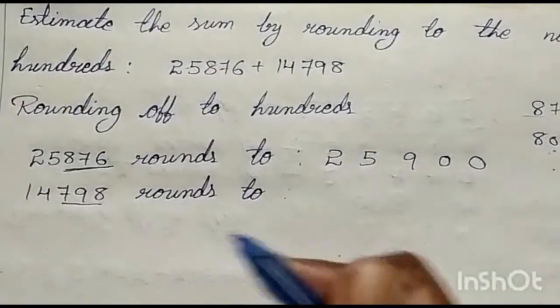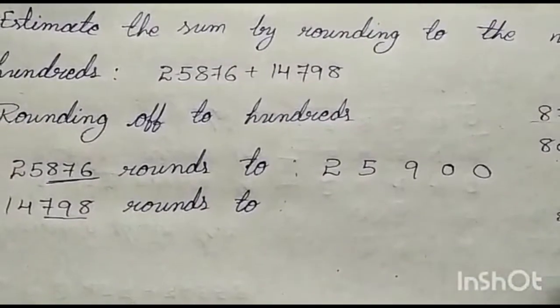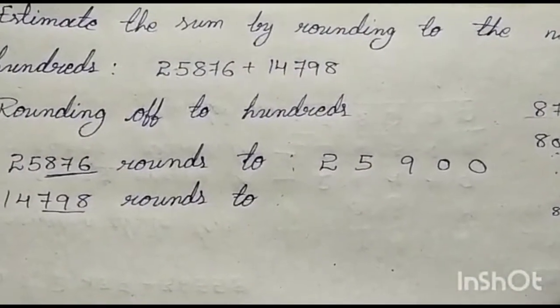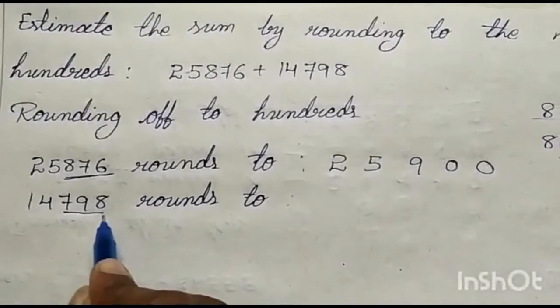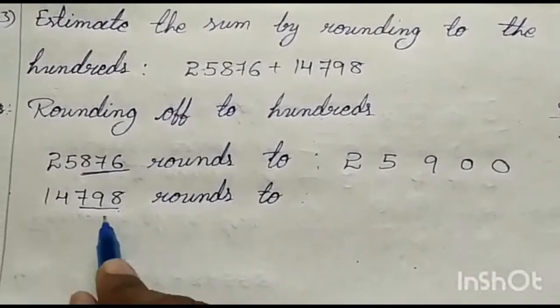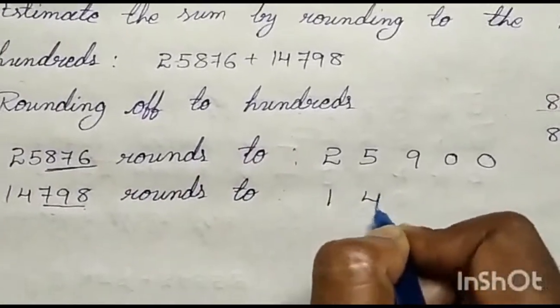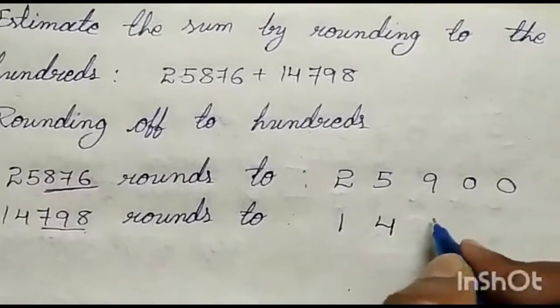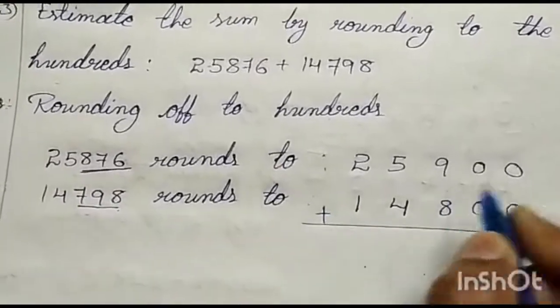Now can you tell me the next number? 798. It is nearest to 800 or 700? Yes, 798 is nearest to 800. Only 2 is less. So 14,798 is nearest to 14,800. Now we can do the addition.